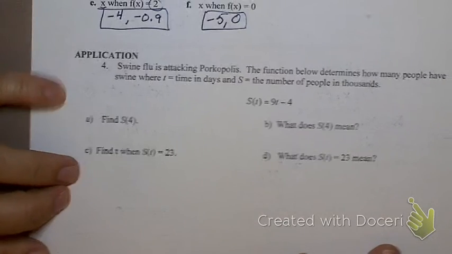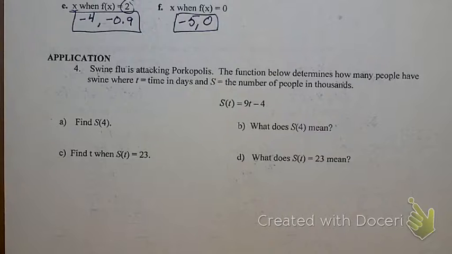All right. Swine flu is attacking Porkopolis. Oh no. The function below determines how many people have swine. What is swine? What's swine? I assumed that you guys know what that means, but what's swine? Pigs. Swine is another name for pigs. Porkopolis. You get it now, huh? Okay. So, swine flu is pig flu. It's a flu that attacks pigs.